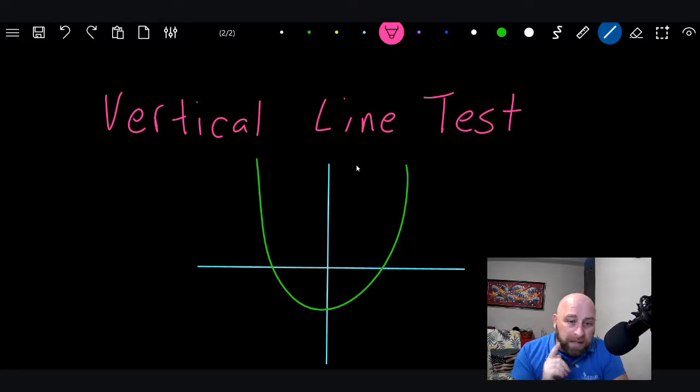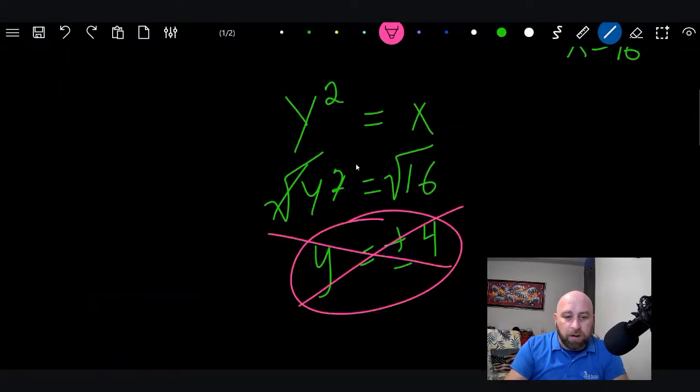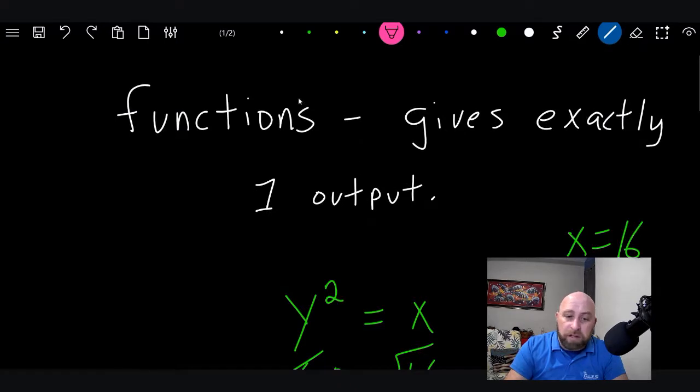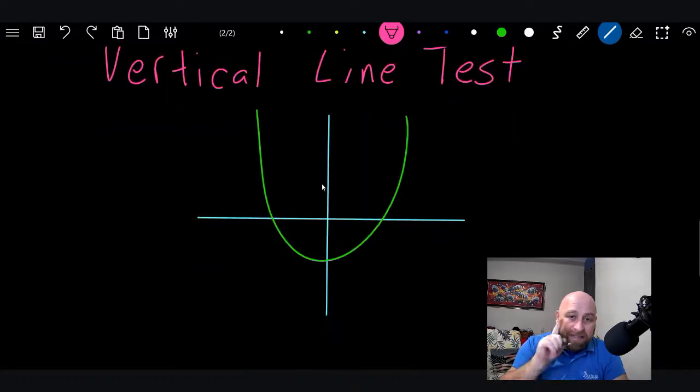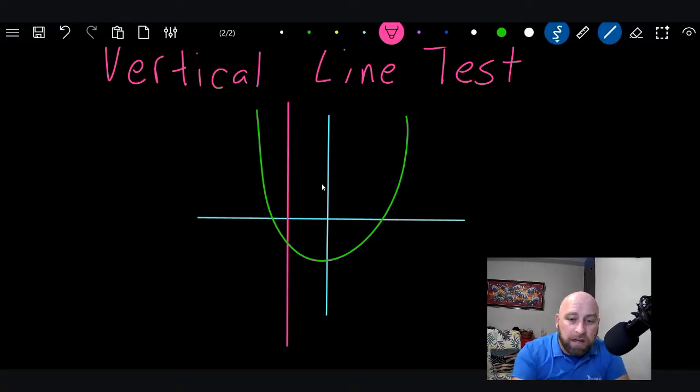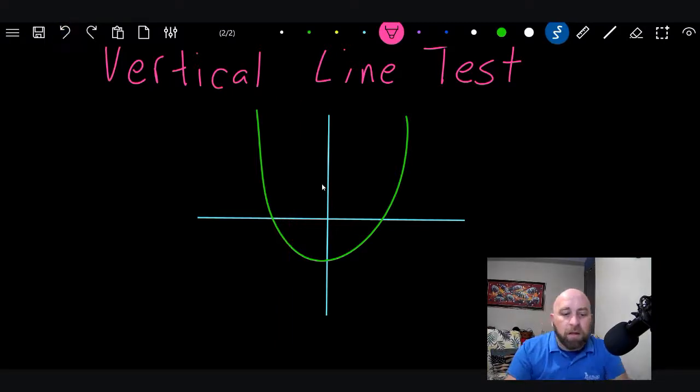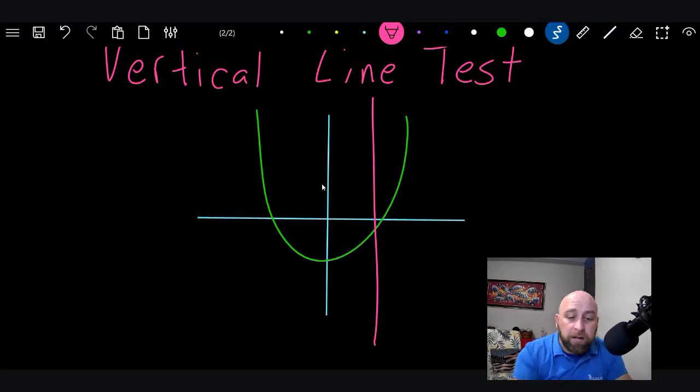more than one time. Okay, so let's go back up to our definition of a function. Gives exactly one output. Okay, so if it touches the line exactly one time, then it is a function. Okay, so there we go. How many times does that touch? One time right here. Okay, so it touched one time. Function. Okay. Vertical line here, it touches one time.